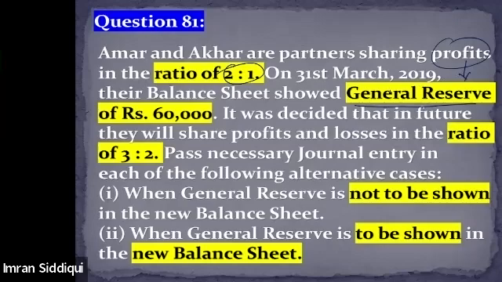So in this question, it says that in the balance sheet we have a general reserve of 60,000. It was decided that in the future they will share the profit and loss in the ratio of 3:2. All right, so their future profit ratio is given. We need to pass the journal entry for each of the following alternative cases. Firstly, when general reserve is not to be shown in the new balance sheet, and when general reserve is to be shown in the new balance sheet. Now this is important. See, let me explain this.